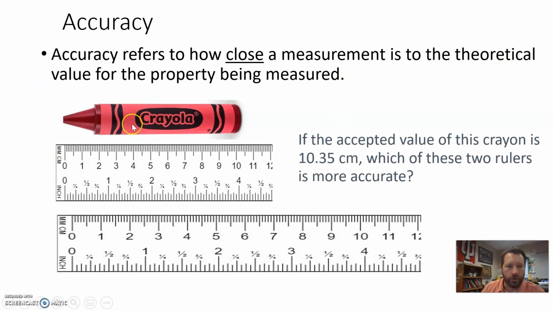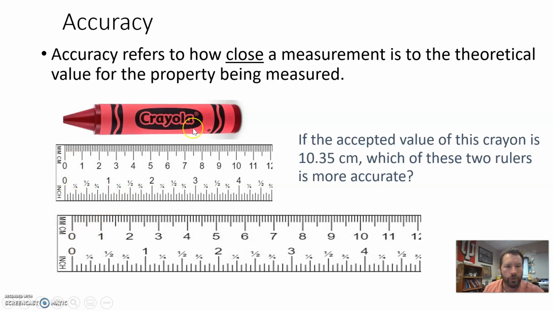So we've got an example here. We're measuring a crayon with these two different rulers. If the accepted value of this crayon is 10.35 centimeters, which of the two rulers is more accurate? So we're taking a look at the top ruler. Here's our crayon from tip to end. Looks like it's just over 10, maybe 10.3 centimeters. That looks to be a pretty accurate measurement, this first or top ruler here.